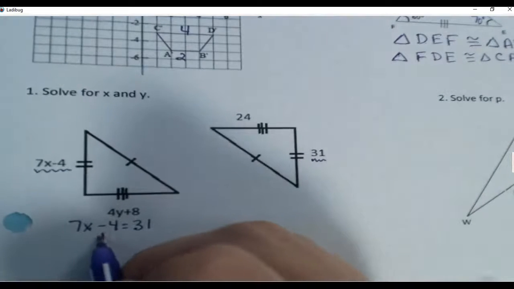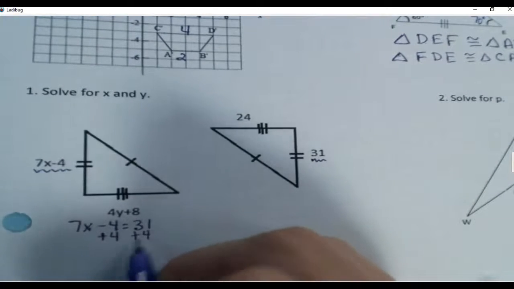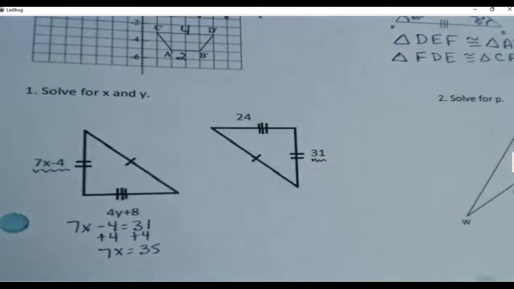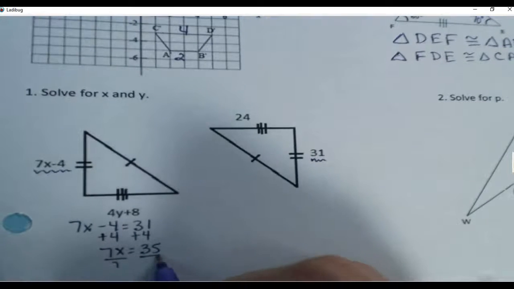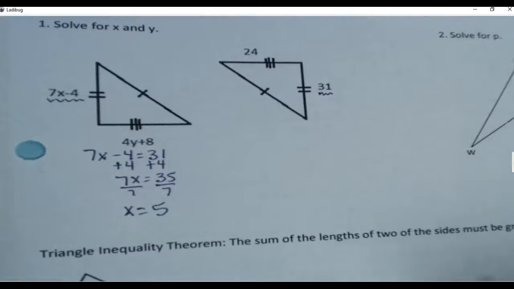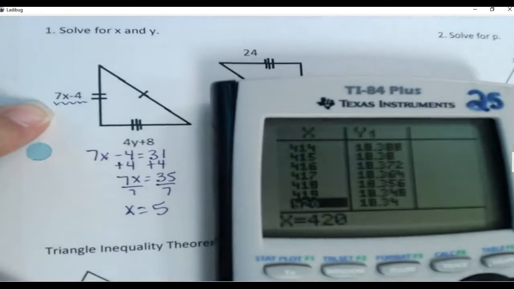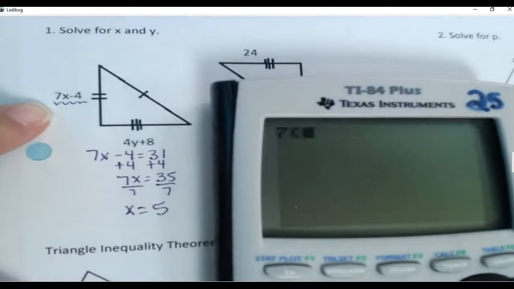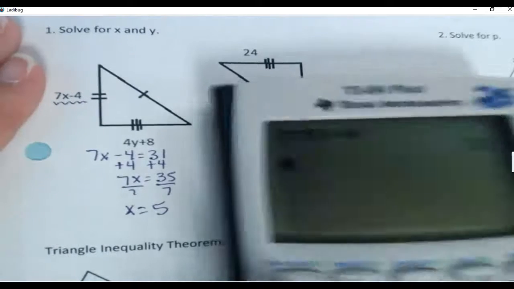And then we just solve it out. So add 4. And then what will be my last step? Good. So x equals 5. Good. And so you can always check yourself by plugging them back in. So if I plug that x back in, 7 times 5 minus 4 is 31, and that's what we want. Good.